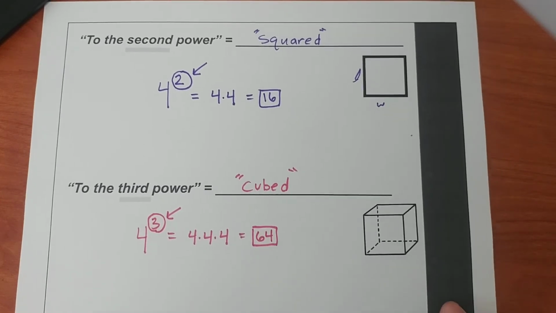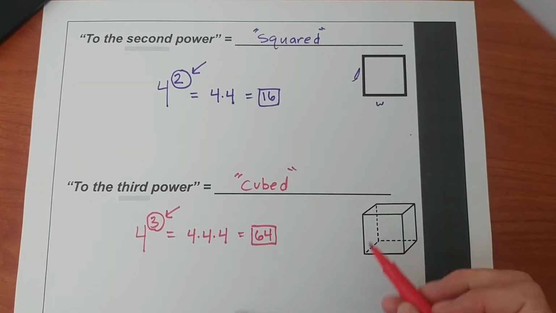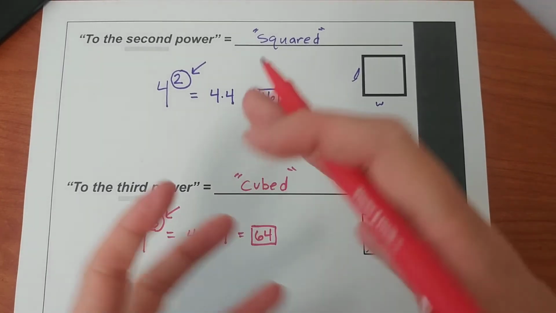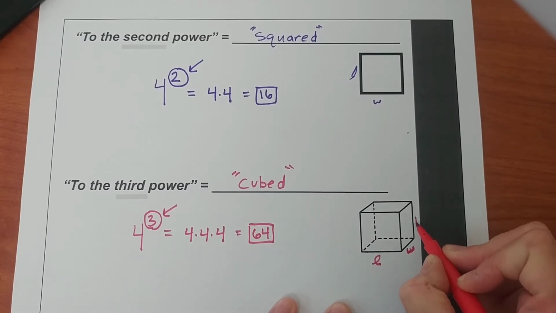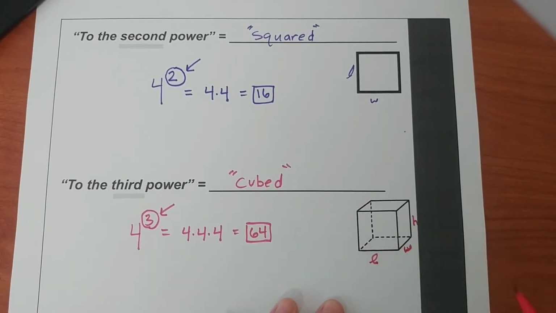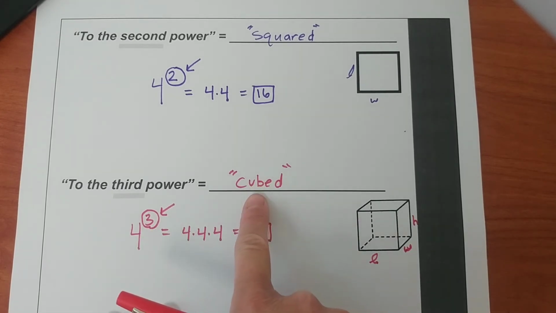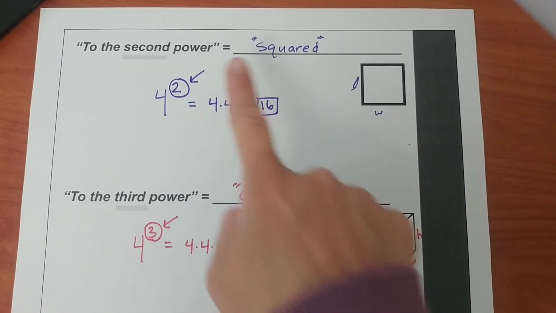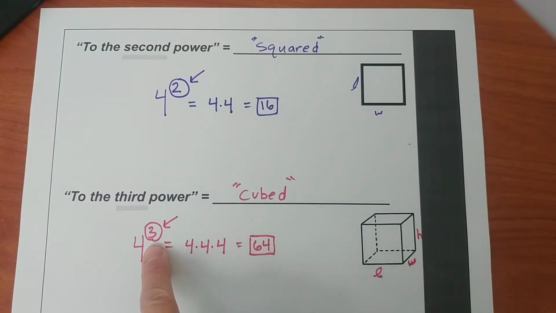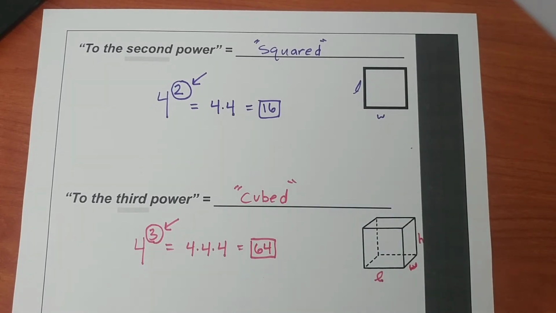Then when I think of a cube, it is a 3-dimensional figure because it can move around, right? I can see all dimensions. I can see length, I can see width, and I can see the height. So 3 dimensions: length, width, and height. So 3, 3rd power, cubed, because a cube has 3 dimensions. A square is 2-dimensional. A cube is 3-dimensional. So you can use those tips to help you know the difference between the words squared and cubed.